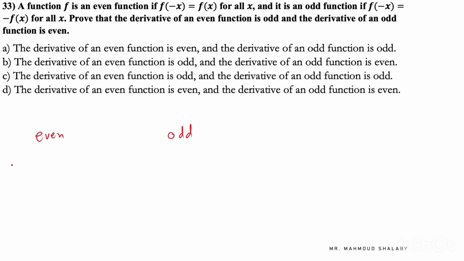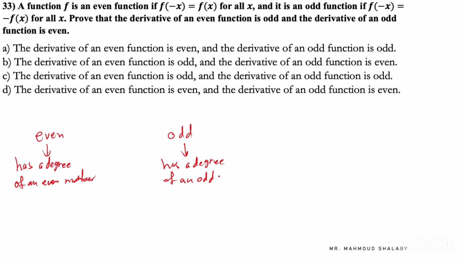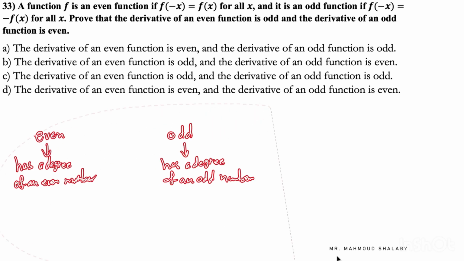Actually, we need to link both of these to the degree of the function, which means the even function is the function that has a degree of an even number, while the odd function has a degree of an odd number. So very obvious, very easy. The even function has a degree of an even number, the odd has a degree of an odd number. All right, now let me remove this.